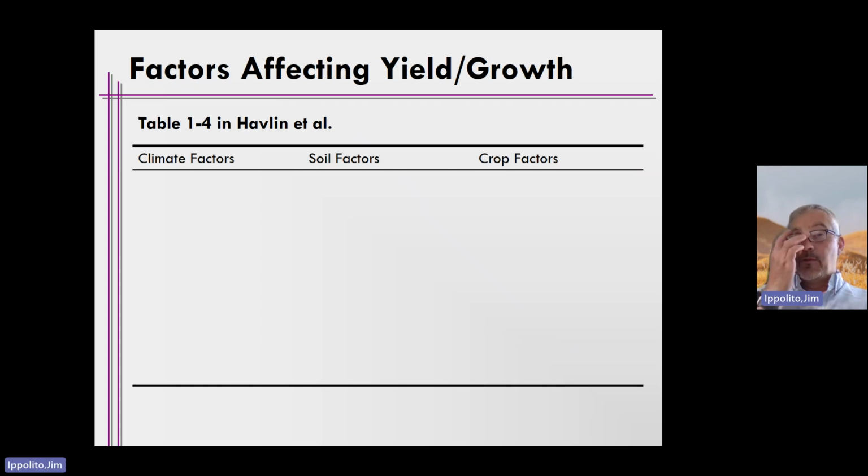So there's a table in your notes. If you have your notes open on your laptop or have them printed out, there's a table that looks much like what you see on the screen. And it looks just like this. And we're going to fill in this table.